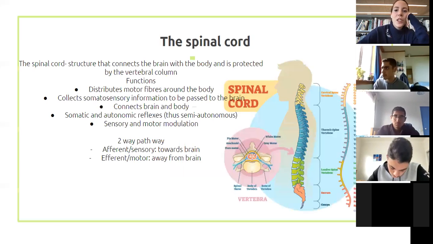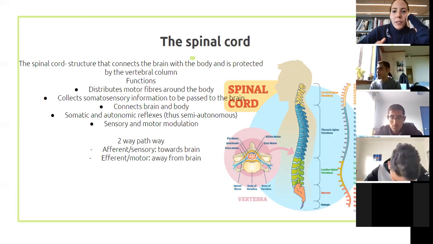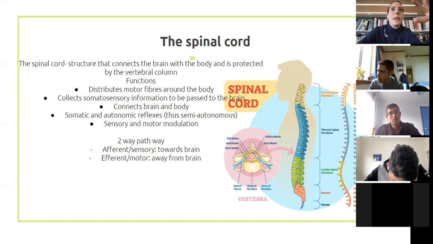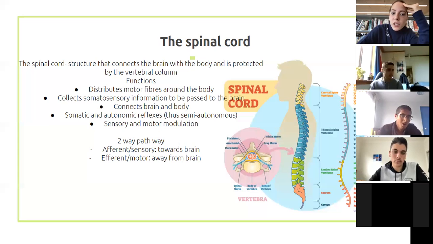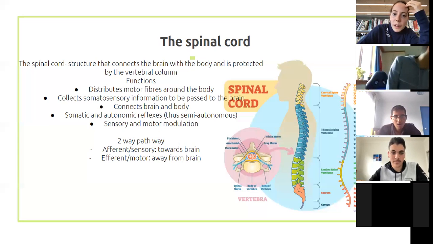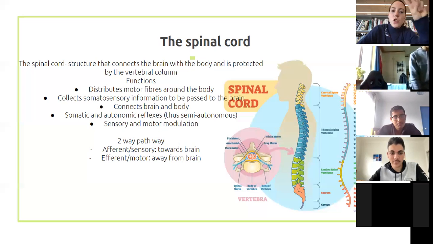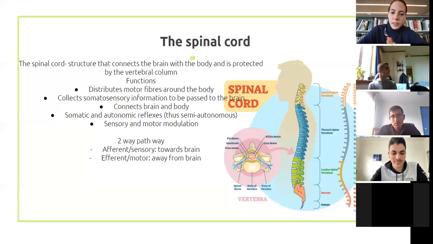It's probably important to know what the actual spinal cord is. Essentially, all the nerves in your body have to communicate to the center, and they travel through the spinal cord or come off the spinal cord. It has motor fibers, sensory fibers, and fibers that you can't control, so it's your autonomic nervous system. It's in charge of your reflexes, and it connects your brain to your body. It's important to know that there are 2 pathways. So we have our afferent sensories.